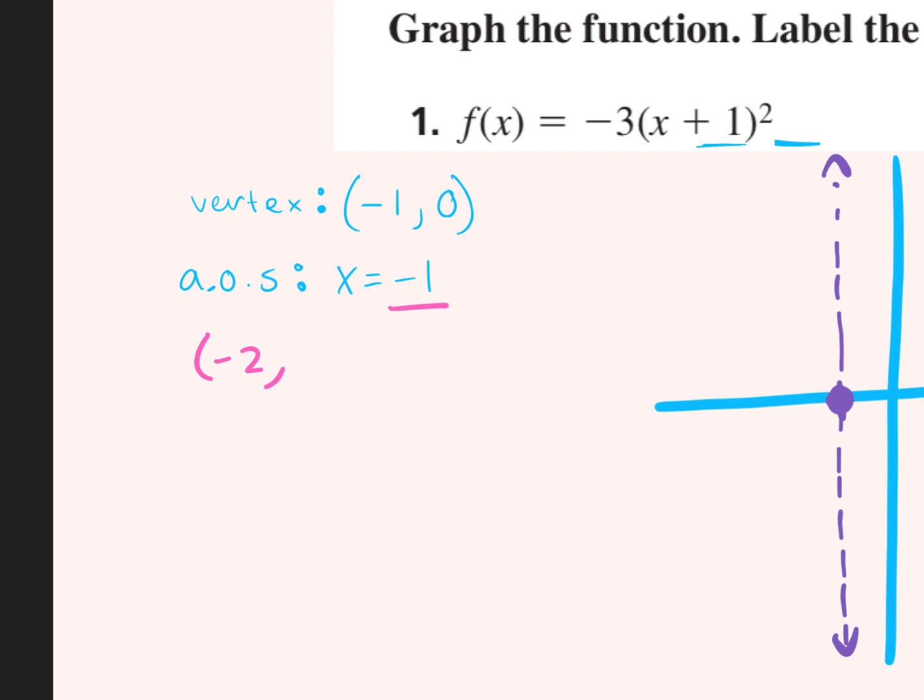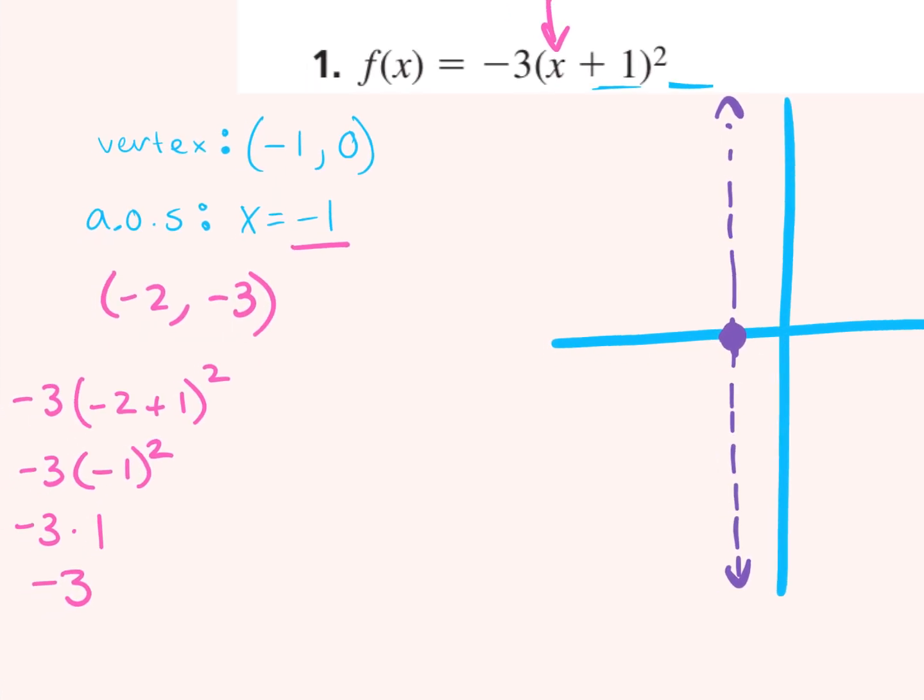So let's plug in -2. So that's going to be the first number in my point. I'm going to evaluate it when I plug it into the equation to find out what the second number is. So I have -3 times -2 plus 1 squared. Make sure you follow your order of operations. Got to do the parentheses first. What's -2 plus 1? -1 and -1 squared is +1. -3 times +1 is -3. So I plugged in -2 and got -3. So I'm going to go to my graph, go to the left to -2 and down 3.